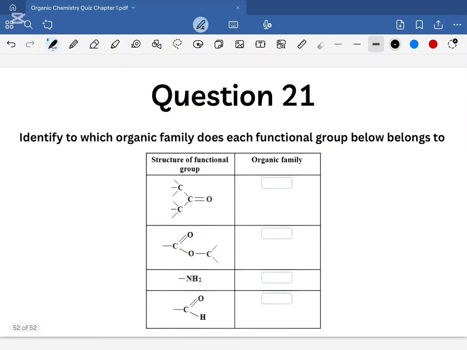Now for question 21, we need to identify to which organic family each functional group belongs. For the first one, we have the carbonyl group between 2 carbon atoms, so it's a ketone, not an aldehyde, as aldehydes have the C double bond O at the end. It's not between 2 carbon atoms, as in this one, so this one is an aldehyde. This is an amine, and this one over here where we have C double bond O, O, this is an ester.